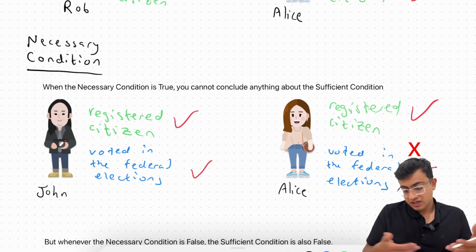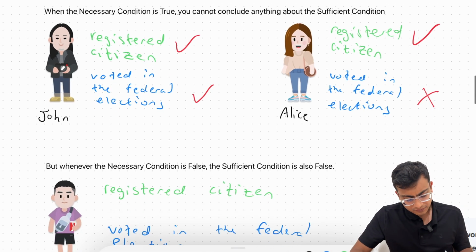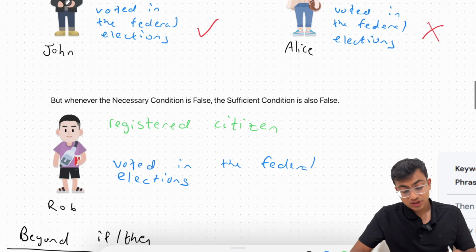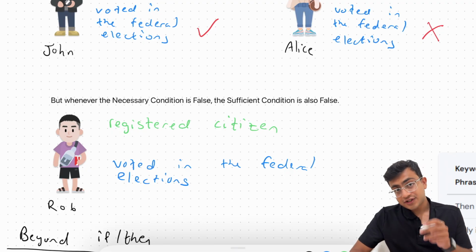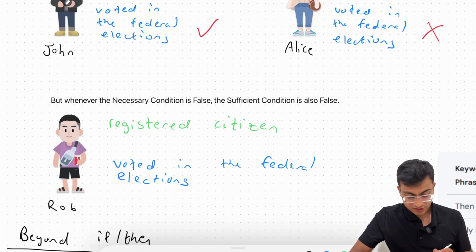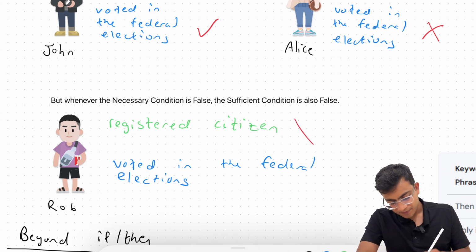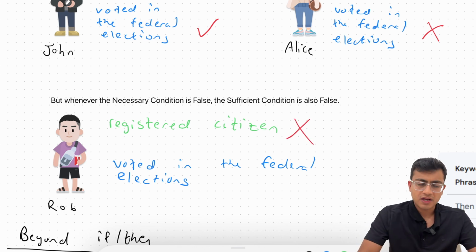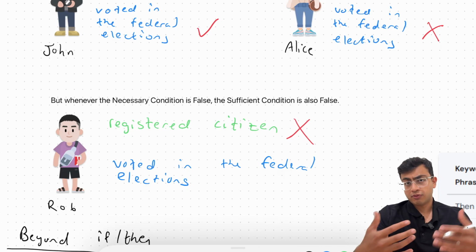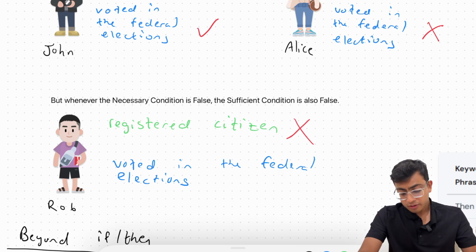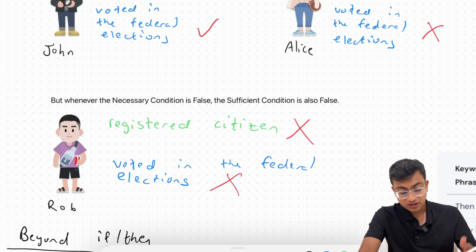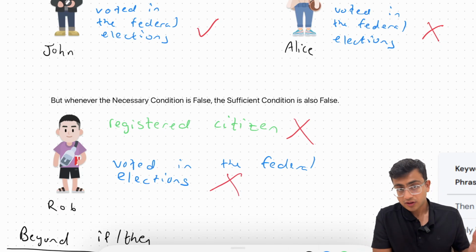They could have, or they could have simply chosen not to. But when the necessary condition is false, the sufficient condition is also false. So let's take Rob's case. Rob comes and tells you that, hey, I am not a registered citizen. In that case, you can say something about him voting in the federal elections or not. You automatically know that he did not vote in the federal elections, because whenever the necessary condition is false, the sufficient condition is also false.